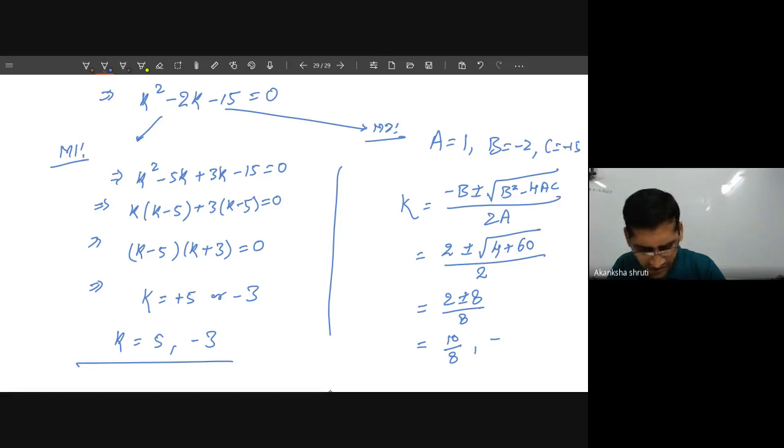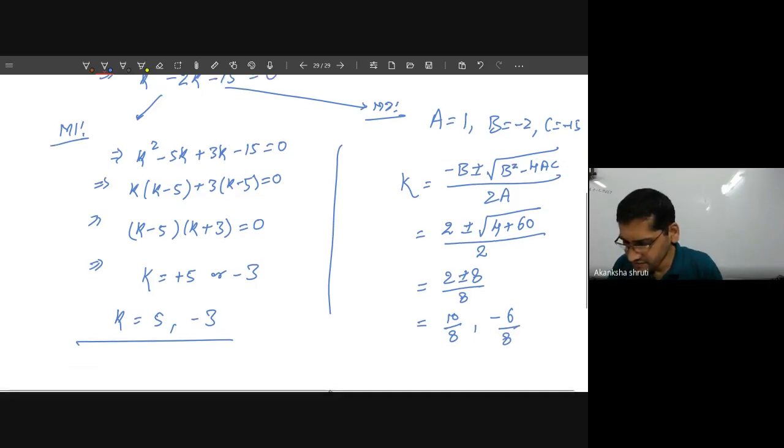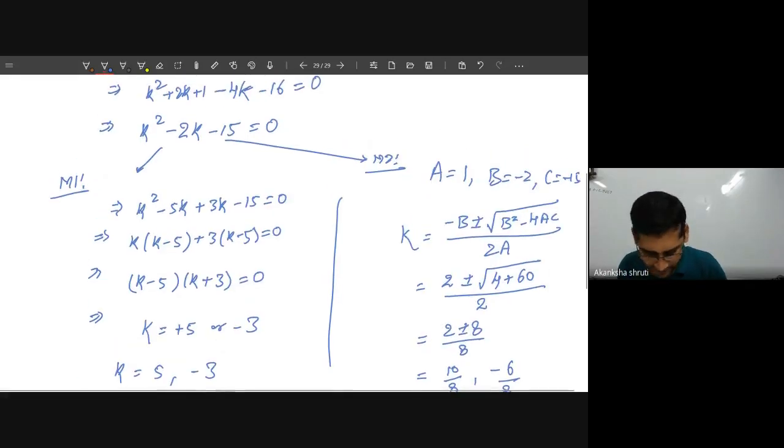Is there some error? 4, 6. Okay, let me verify. Then taking this as minus sign, you will get minus of 6 by 8. So this time you will get 5 by 4. And this time you will get minus of 3 by 4. Where is the error?